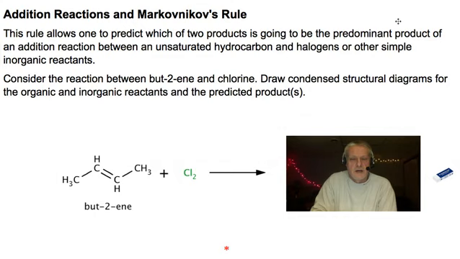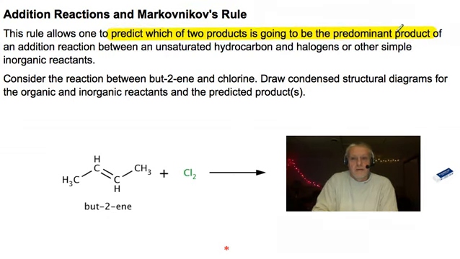So this is a short video dealing with a specific aspect of addition reactions, and it outlines this rule known as Markovnikov's rule that really allows us to predict which one of two products is going to be the predominant product.